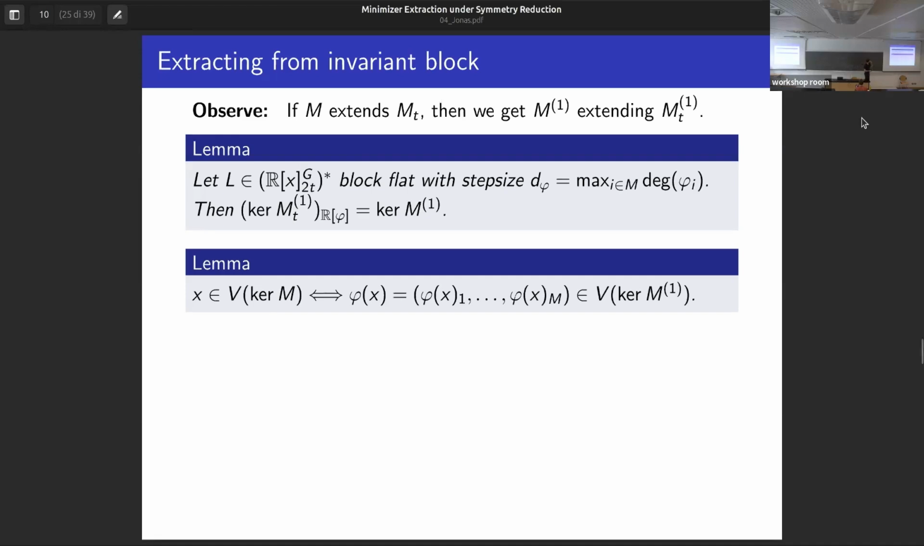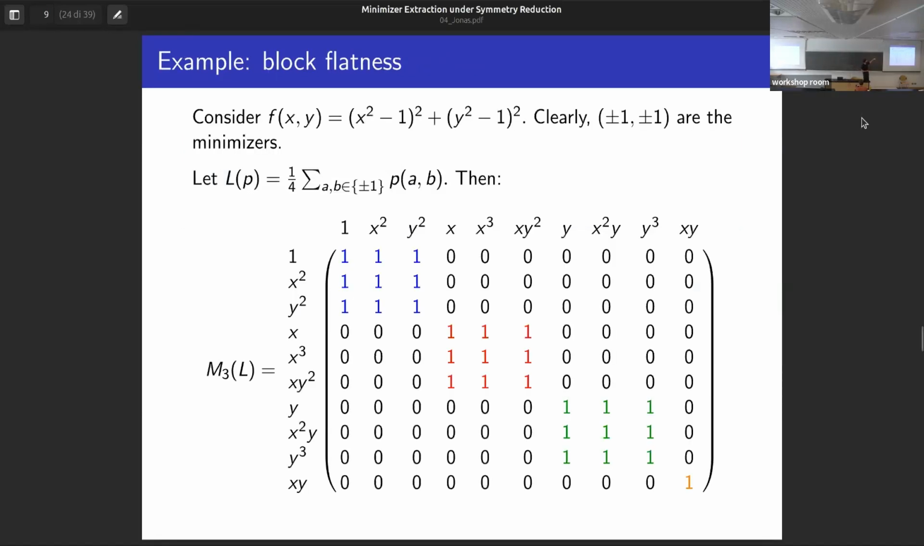Okay, and then the question you might ask is, suppose you run Stickelberger's eigenvalue method now on the invariant block, what are we actually extracting? What kind of information are we actually getting access to? And this is the content of this lemma. Maybe to summarize it in one sentence: instead of just extracting minimizers, you're extracting orbits of minimizers. So remember these phi were the fundamental invariants, and in the case of our sign symmetry, they are just the squared variables. So in the previous example, the invariant polynomial ring.